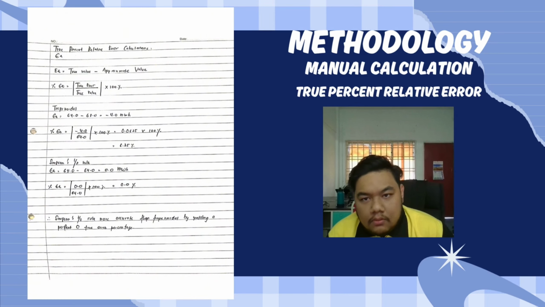true error equals true value minus approximate value. And then the percentage calculation is the modulus of the true error over the true value times 100%. So for the trapezoidal, the true error is negative 4 megawatt hour, and for the percentage, we got 6.25%.